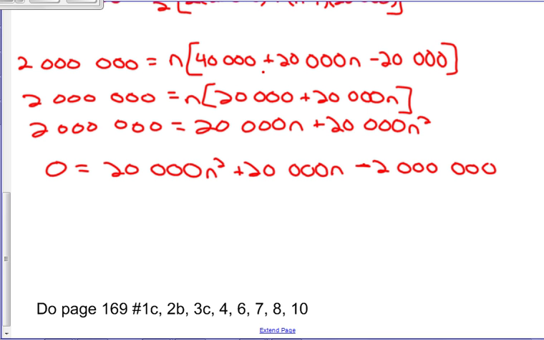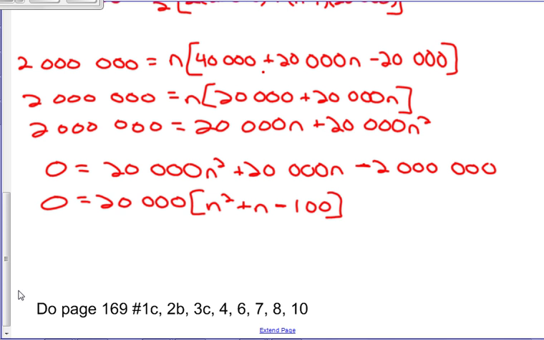Now, you might notice at this point a common factor you could take out. You could take out 20,000, and that would make the whole thing way easier to deal with. That would be n squared plus n minus 100, because 20,000 times 100 is 2,000,000. And again, if you're getting lost on the analytical steps here, just go straight to a graphical method.